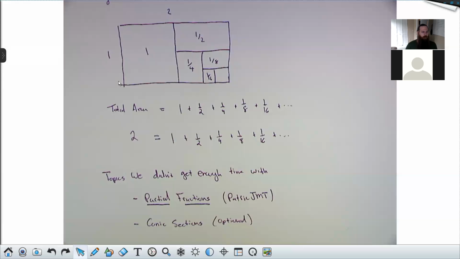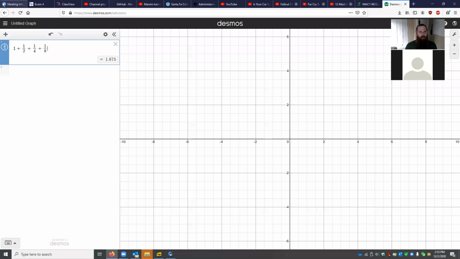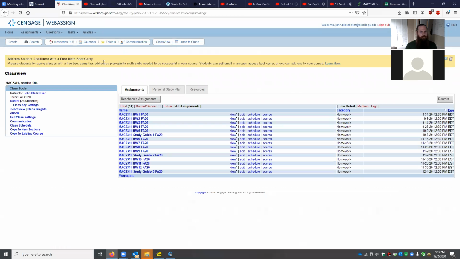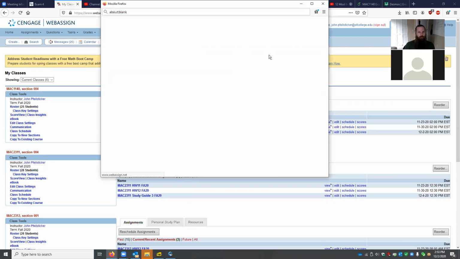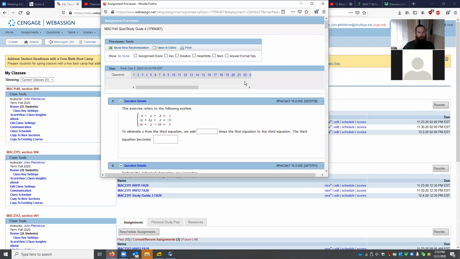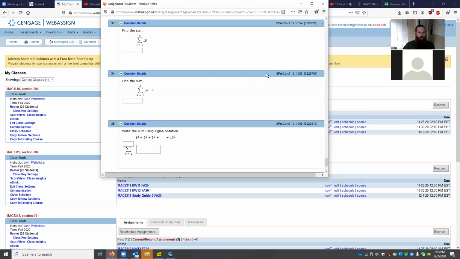Okay, so Lily wants to see number 33. Is that from the study guide, the most recent homework set? Okay. Let's take a peek at that. Oh yeah, good stuff. So you do want to get comfy with this summation notation. There's stuff like this on the test.